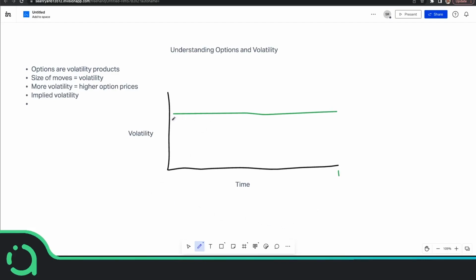Now, as time moves forward, the stock starts to move. And let's say we start to see moves that are way more volatile, way bigger moves than what the market expects. Well, at any of these points in time where we're seeing more volatility or bigger moves than what the market's implying, our options would start to increase in value for a couple of reasons. Number one, the amount of movement we're seeing is higher than what the market implied.